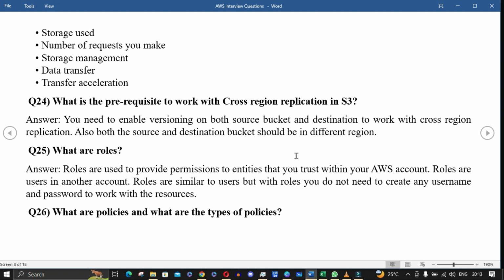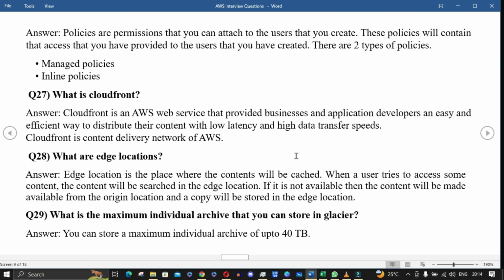Question number 25. What are roles? Answer. Roles are used to provide permission to the entities that you trust within your AWS account. Roles are users in another account. Roles are similar to users, but with roles you do not need to create any username and password to work with the resource.